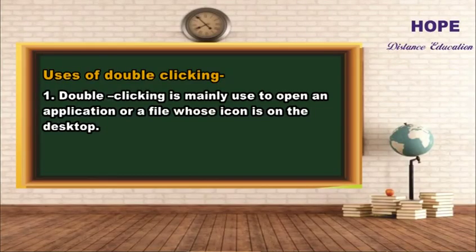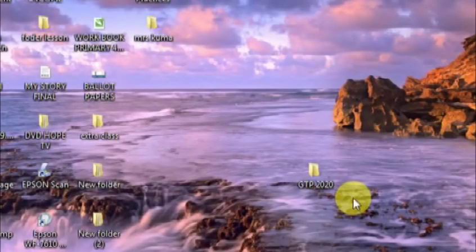We use double clicking to open a program whose icon is on the desktop. For example, we have this folder, GTP 2020, on the computer. You realize that when we clicked on it, it did not open, but it only highlighted it or selected it. This time round, I'm going to perform a double click operation over this folder and let's see what happens.